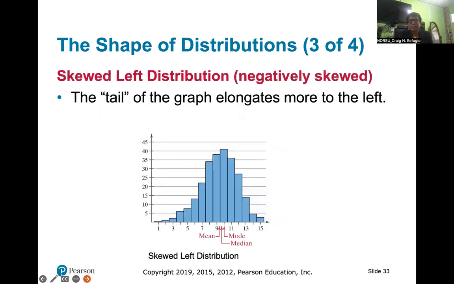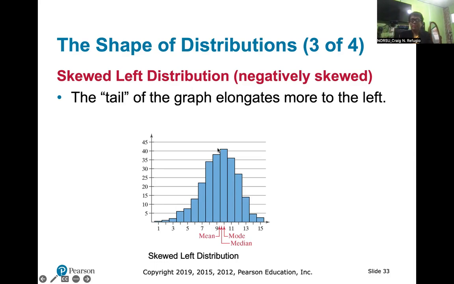Then we have the skewed left distribution, also called negatively skewed. The other term for skewed to the left is negatively skewed. When you look at the mean, median, and mode, if the mean is less than the median and the median is less than the mode, then we classify that as a negatively skewed distribution, or skewed to the left. Or it can be the reverse: the mode is greater than the median and the median is greater than the mean. We classify that as negatively skewed, or skewed to the left.